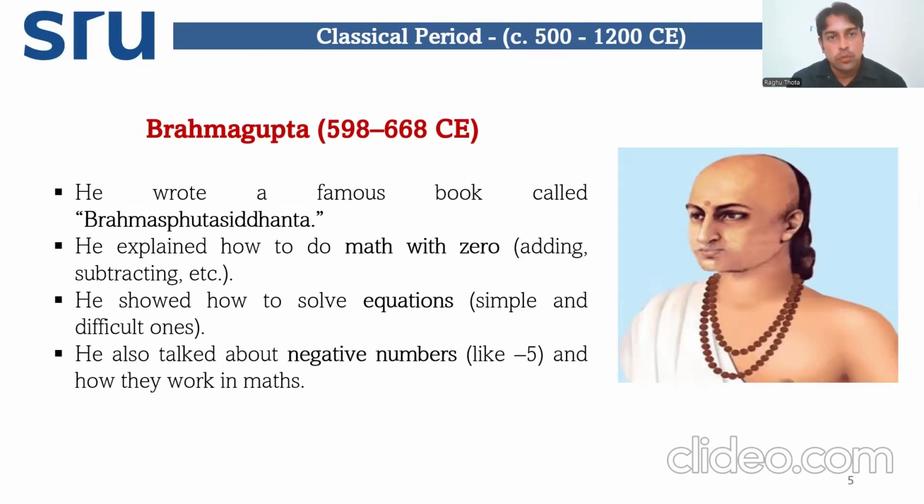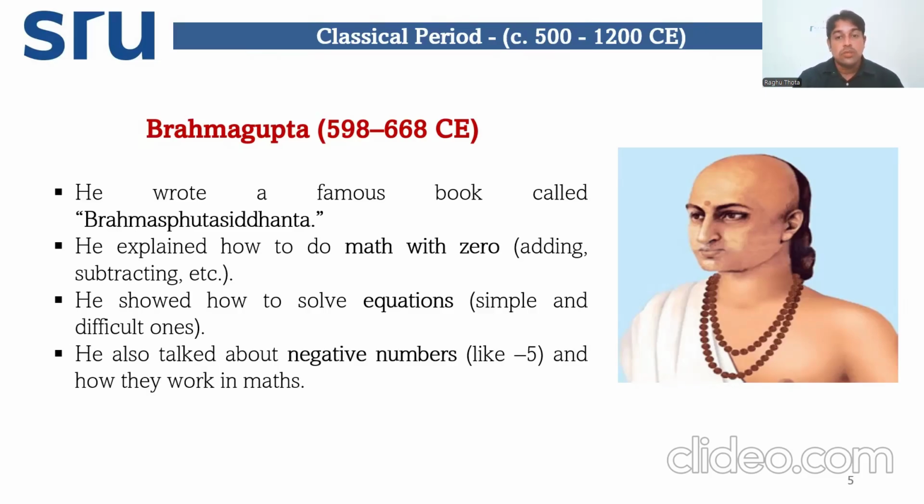Now, there is another person who belongs to the classical period, Brahmagupta, who belongs to 598 to 668 CE. And what are the contributions of Brahmagupta? He wrote a famous book called Brahmasphuta Siddhanta. He explained how to do math with zero, adding and subtracting. So Brahmagupta explained how to use zero, which was introduced by Aryabhata, in the form of doing additions and subtractions.